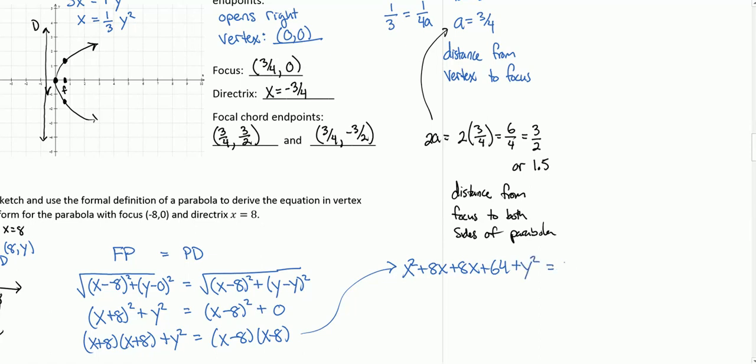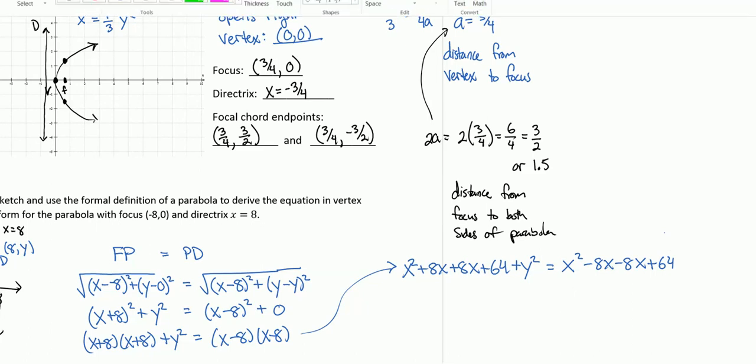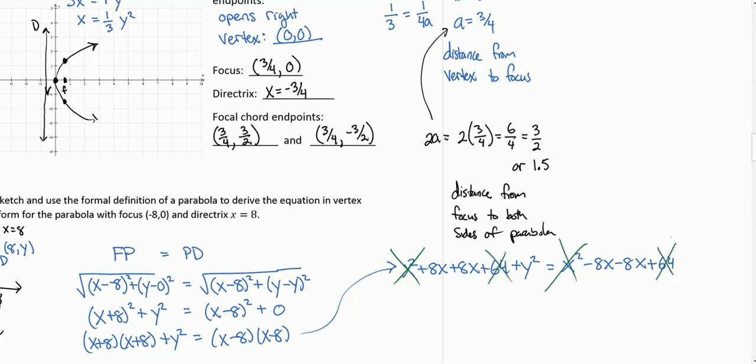Is equal to, now multiply the x minus 8 times x minus 8. And there's some things we can cancel out. They both have an x squared that we can get rid of. And they both have a 64 that we can get rid of.